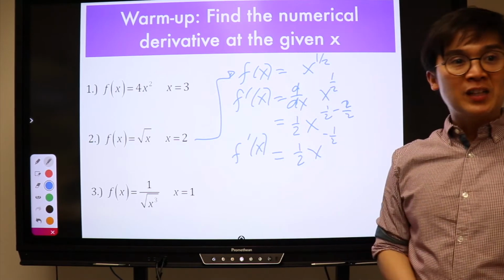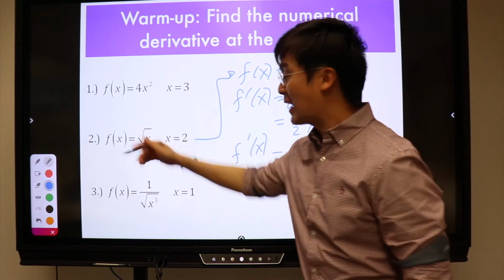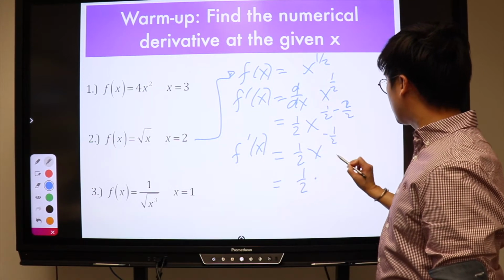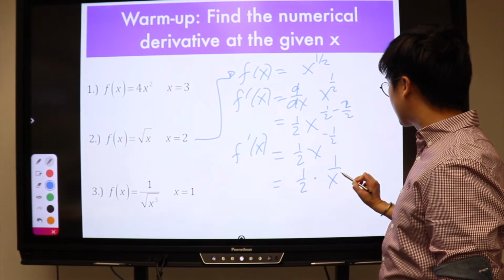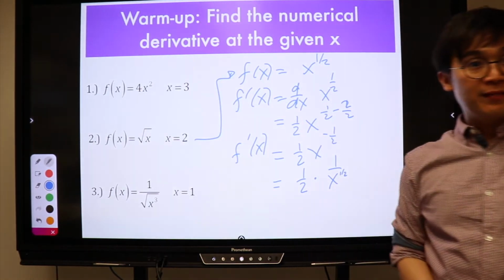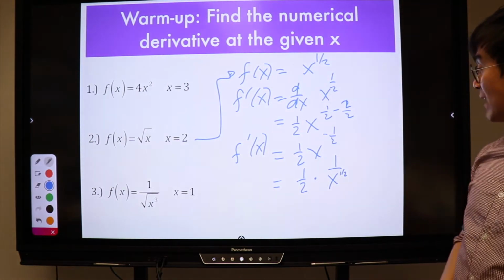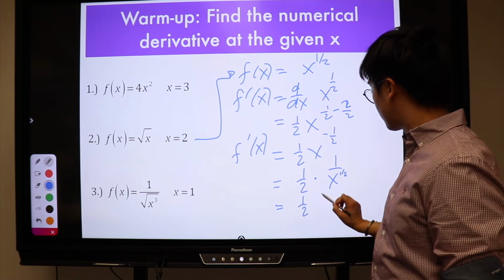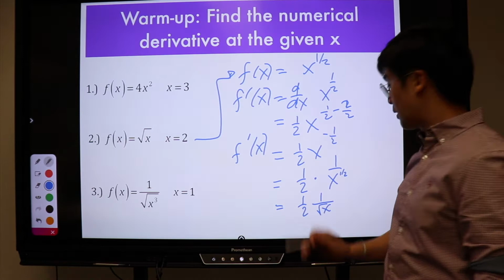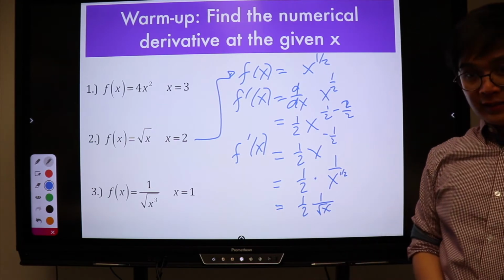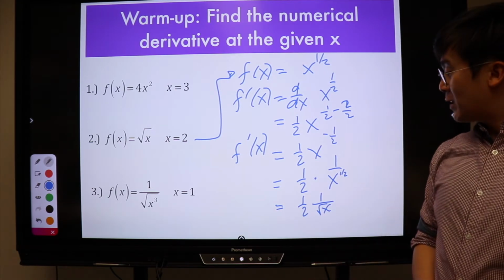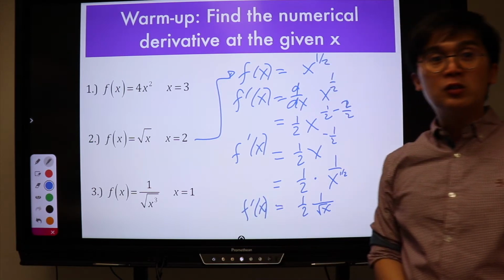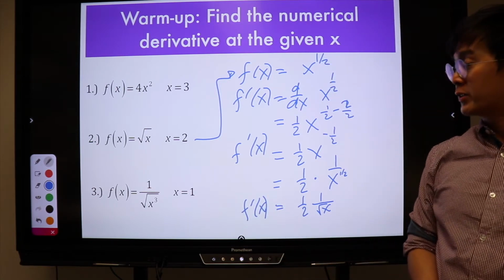Can we change it back to the radical form? So we'll have 1/2 times 1 all over x to the 1/2, right? And what is x to the 1/2 in radical form? 1 over square root of x, right? Are we finished with our work? No. What else do we need to do to solve the problem for number 2?